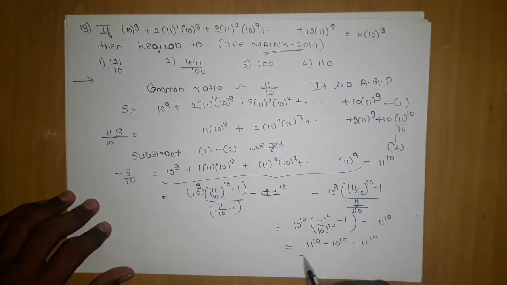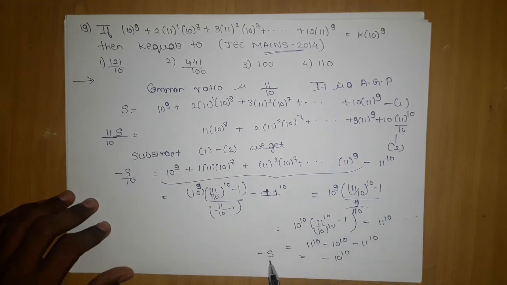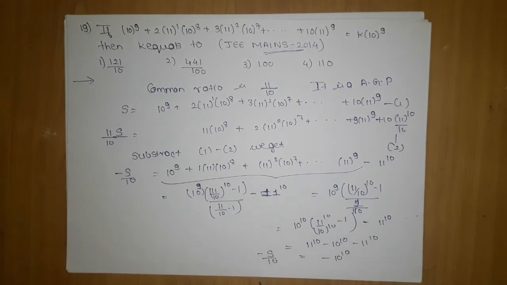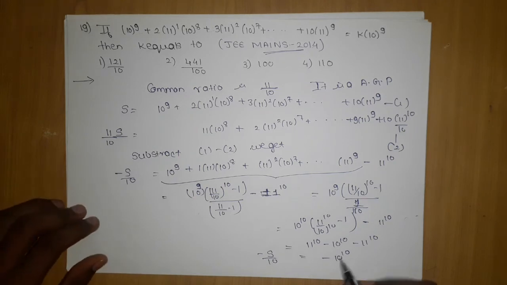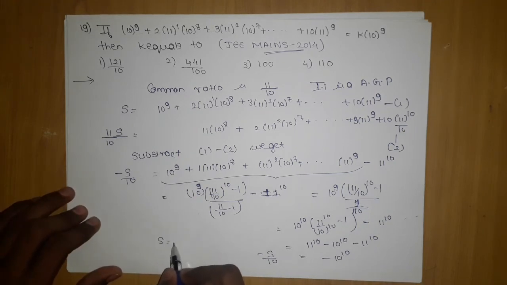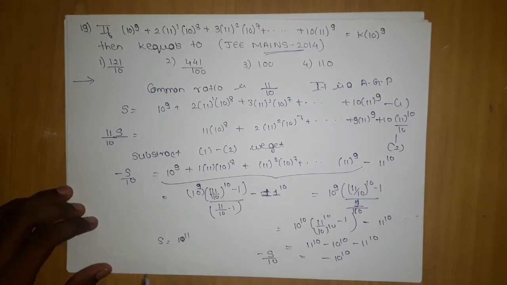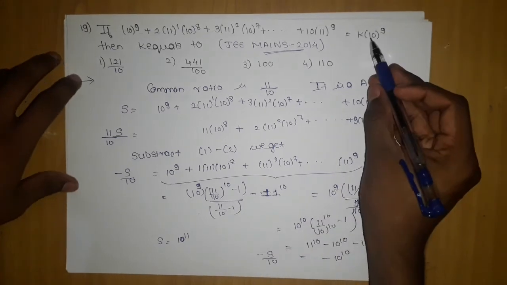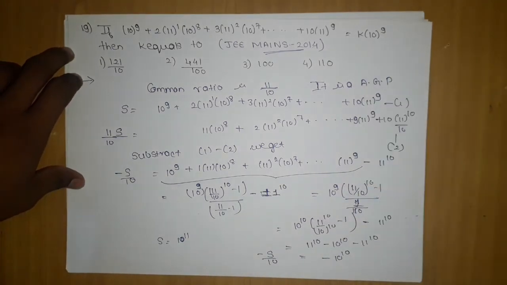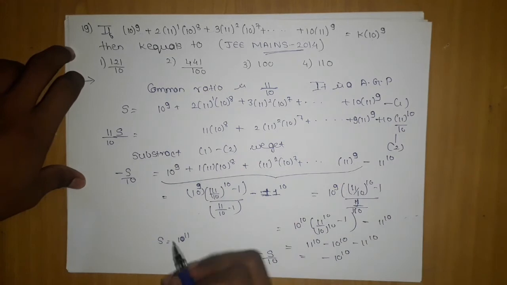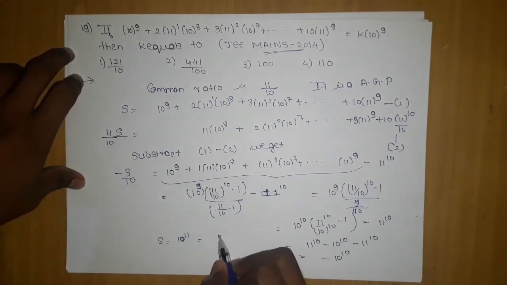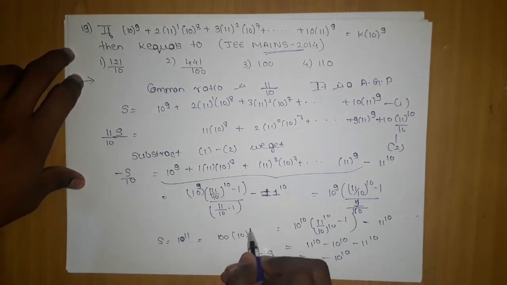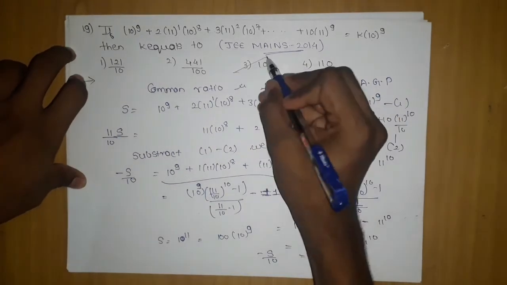These two will cancel out and we are left with 10 power 10 minus s by 10, okay, which will give me s is equal to 10 to the power 11. Okay, so I want to break this thing into 10 to the power 9. So if I break this, I will be left with 100 into 10 to the power 9. So 100 is my answer.